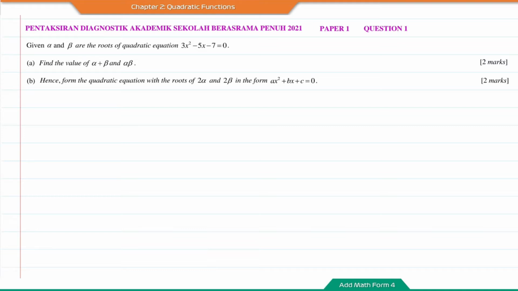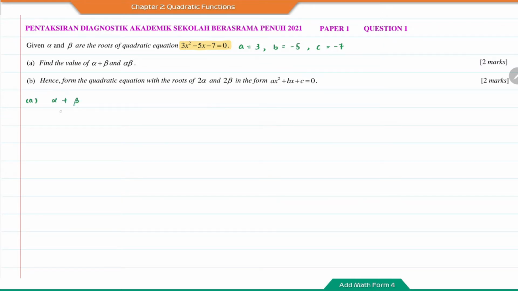Given alpha and beta are the roots of the quadratic function 3x squared minus 5x minus 7 equal to 0. A, find the value of alpha plus beta and alpha times beta. B, hence, form the quadratic equation with the roots of 2 alpha and 2 beta in the form ax squared plus bx plus c equal to 0. The quadratic equation given here is already written in general form. By comparison, A is equal to 3, B is equal to negative 5, and C is equal to negative 7.